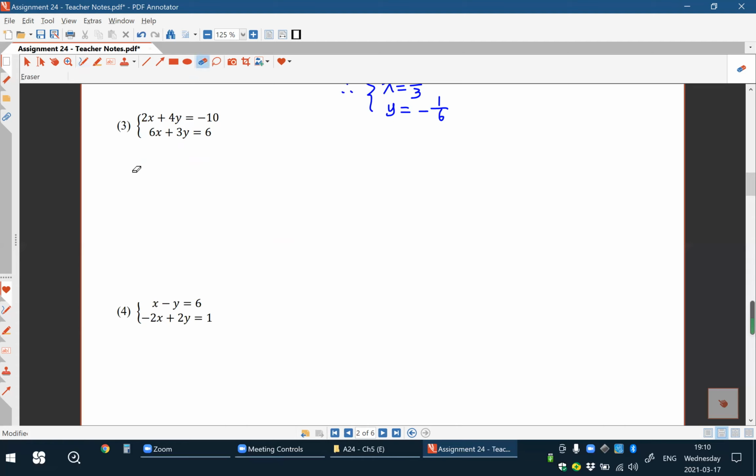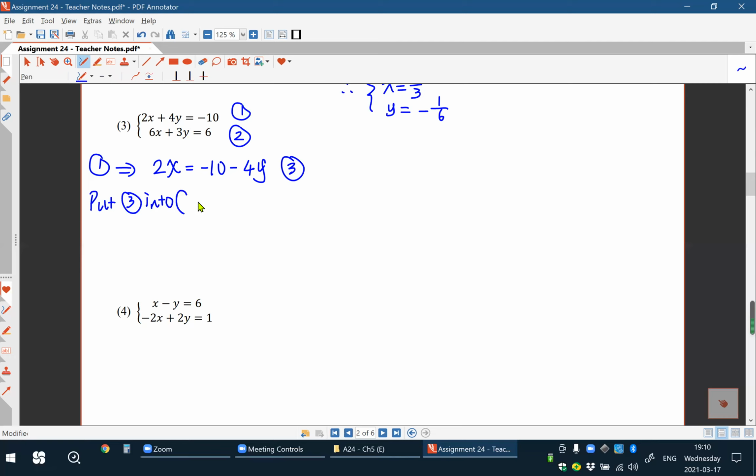Okay, so following this, let's label this 1 and 2. Okay, from 1 we can get 2x equals minus 10 minus 4y, right? Of course, you can solve x, which is minus 5 minus 2y. Or it's not necessarily for you to solve it. You can just leave it there because you can just put 2x in the second equation, right? So let's call this number 3. Then we can put number 3 into 2.